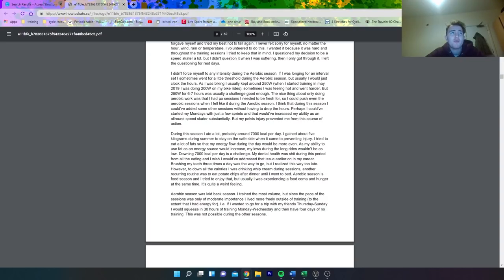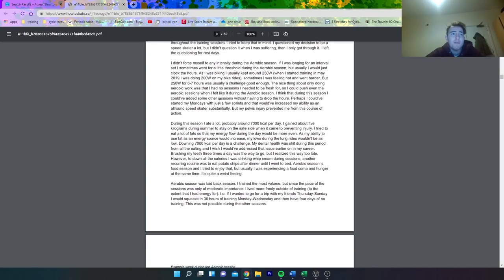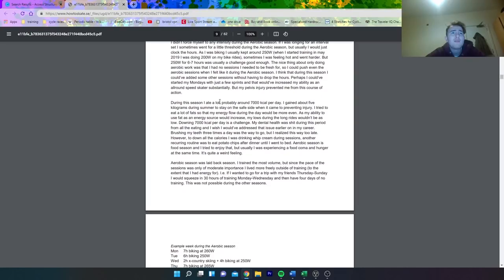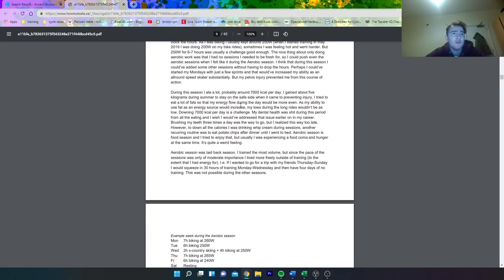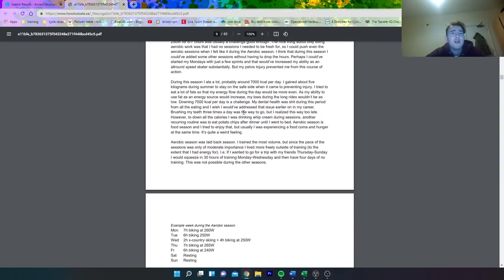For reference, he's about 83, 84 kilos, it seemed to be. Maybe a little bit lighter, maybe a little bit heavier. He ate about 7,000 calories a day, which doesn't actually seem enough, to be honest, because if he's doing 250 watts for 7 hours, that alone is going to burn almost 7,000 calories. Not quite. It'll be like 6,000, I think.